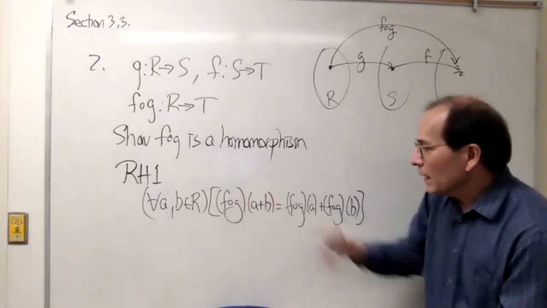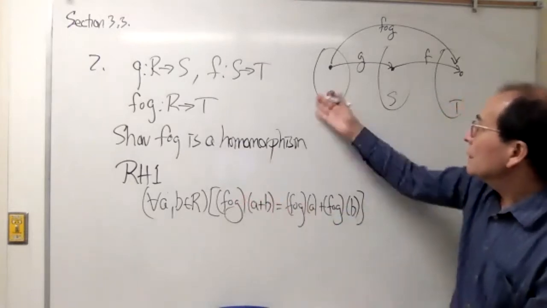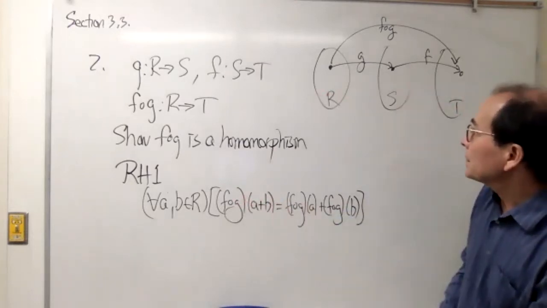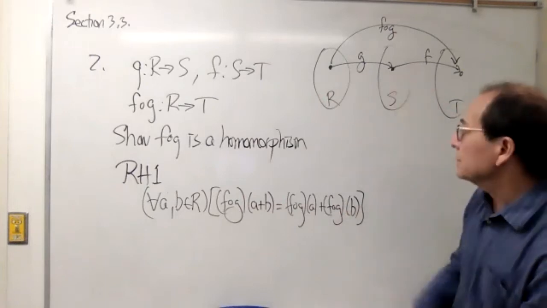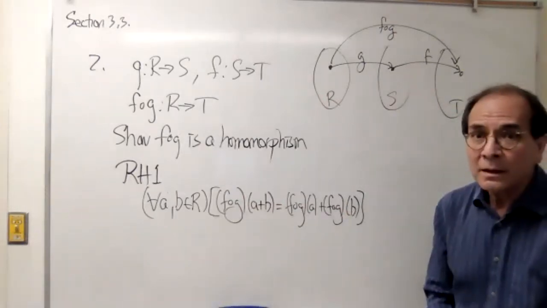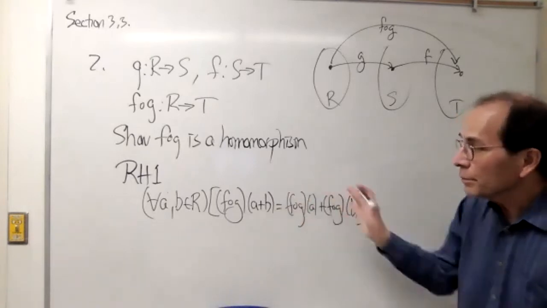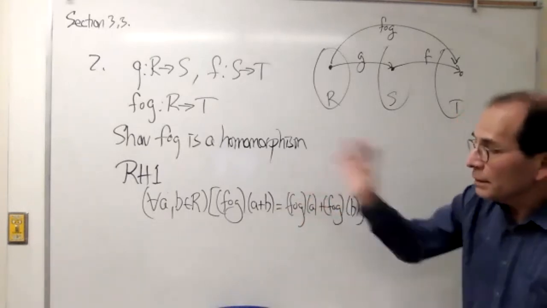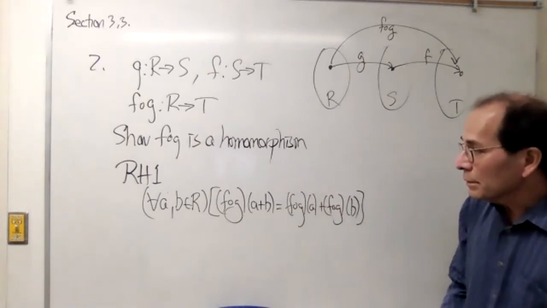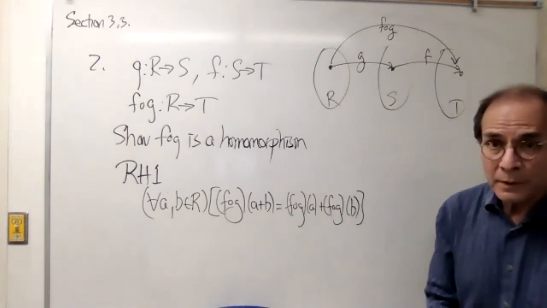Okay, and then after you apply G to A plus B, well, G is going to map the elements in R into the elements in S, and so you're going to have the addition in S. So you're going to end up using all three of the additions, okay, when you go through the verification here. And then the verification for RH2 is going to be similar, okay?